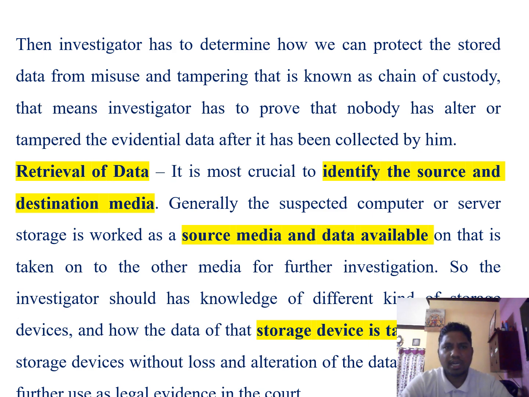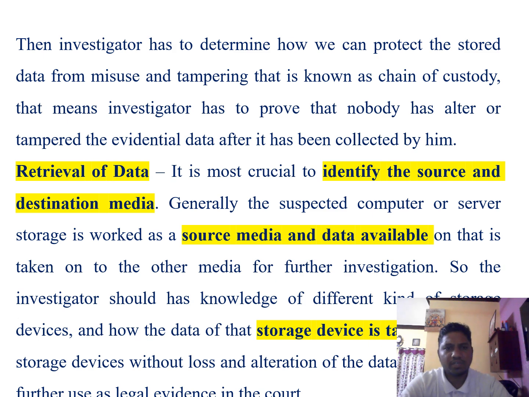Then the investigator has to determine how we can protect the stored data from misuse and tampering, which is known as the chain of custody. That means the investigator has to prove that nobody has altered or tampered with the evidential data after it has been collected by him.